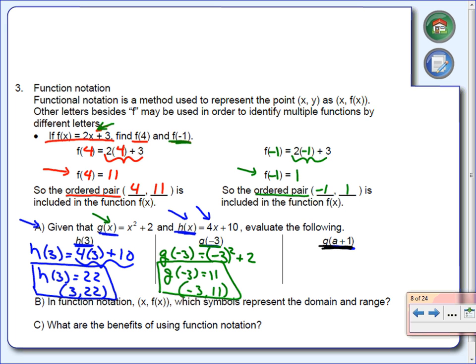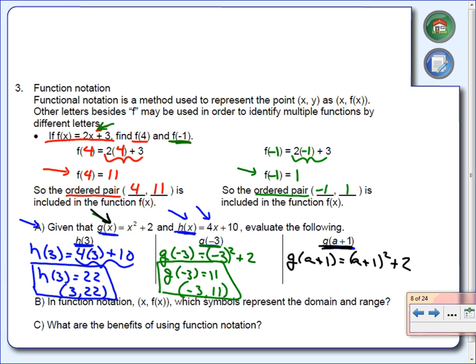First thing I want to point out is notice that it does say g of a plus 1, which means I need to make sure that I'm using this function right here. So what I'm going to do is find g of a plus 1. And I'm simply going to replace this x with a plus 1. We're going to have to square that in a minute. Then we're going to have to add 2.